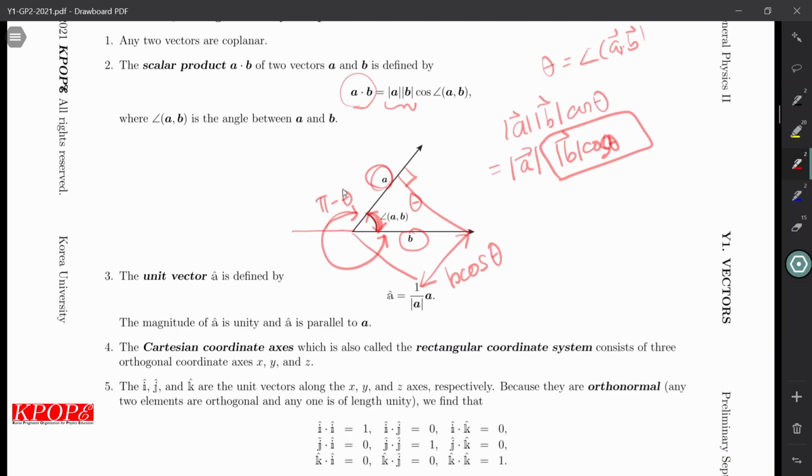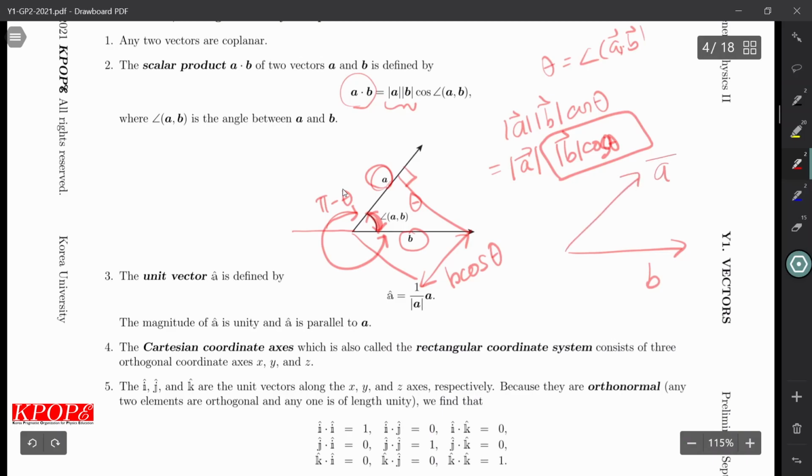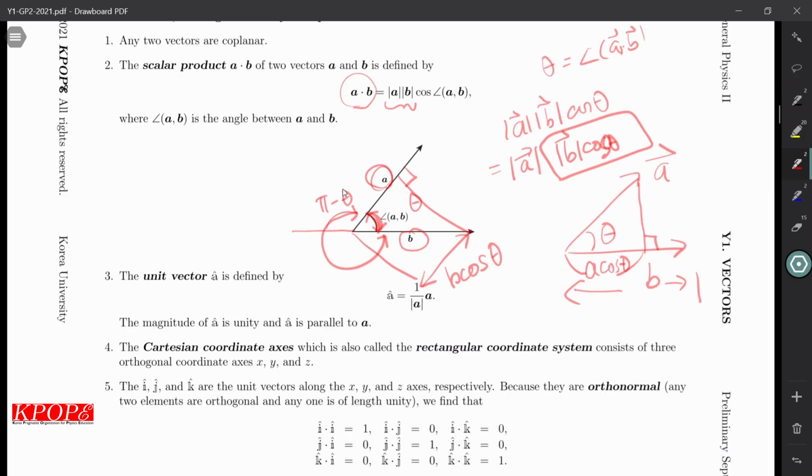In a similar manner, we can multiply the magnitude of B and we have A. We can make a right triangle with the same angle theta, and this length. The whole length is B, and this length is A cosine theta. So this is a projection of A onto B. The scalar product is a scalar, and the projection is maximized when A and B are parallel.